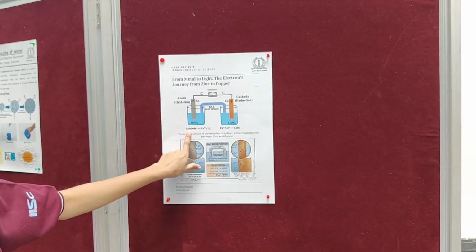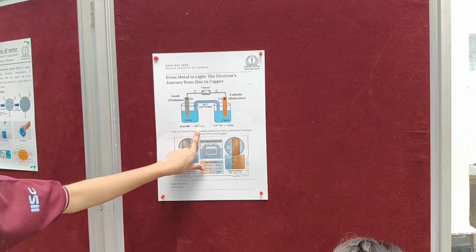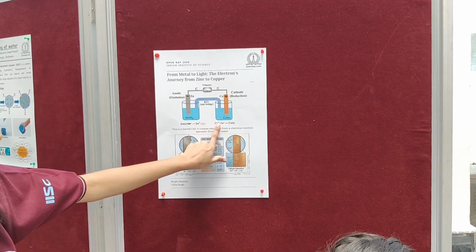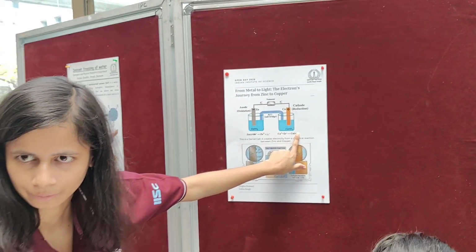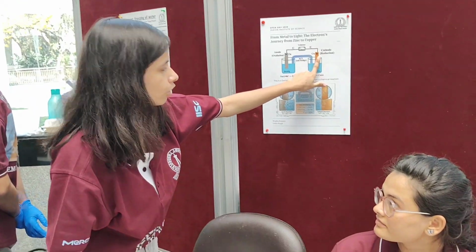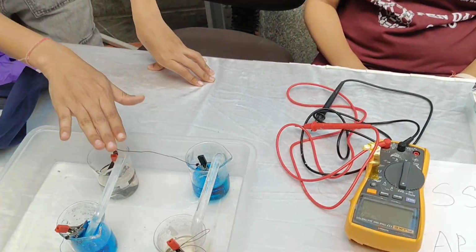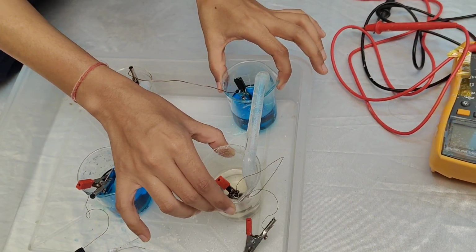See, zinc is losing electrons and forming Zn2+ ions. And copper is gaining electrons, and the copper ions are forming copper. Because of this electron flow, we have electricity. And that's how we have demonstrated it here, that this is one cell.